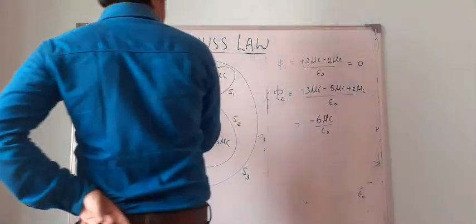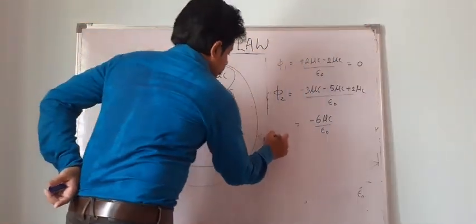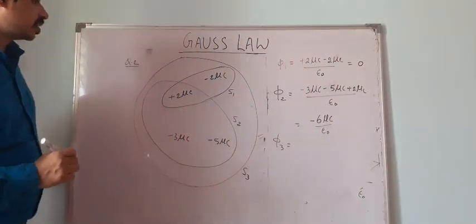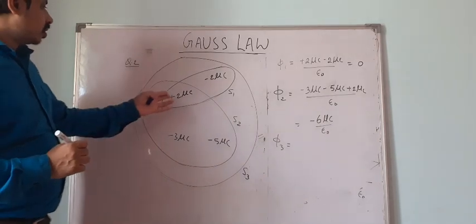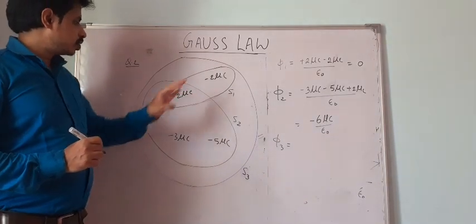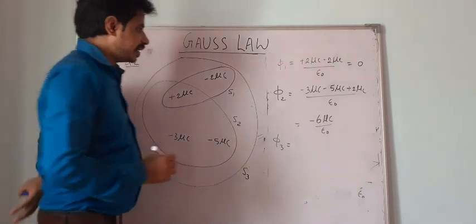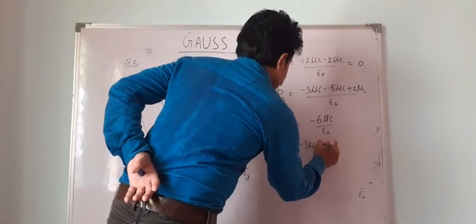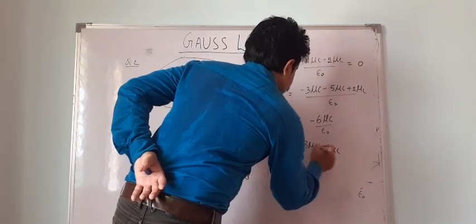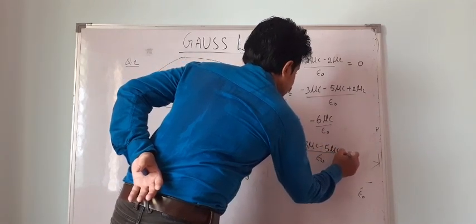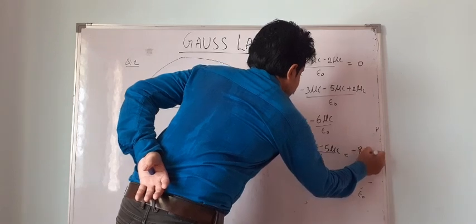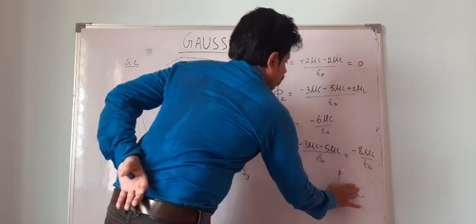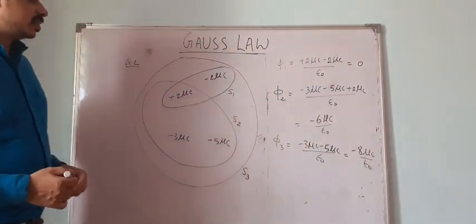And in the last, let phi 3 be the flux through this last surface. Then total charge is how much? Plus 2 minus 2 is 0, minus 3 minus 5 is minus 8. Minus 3 mu c minus 5 mu c by epsilon naught, that is minus 8 mu c by epsilon naught. So this is the flux.